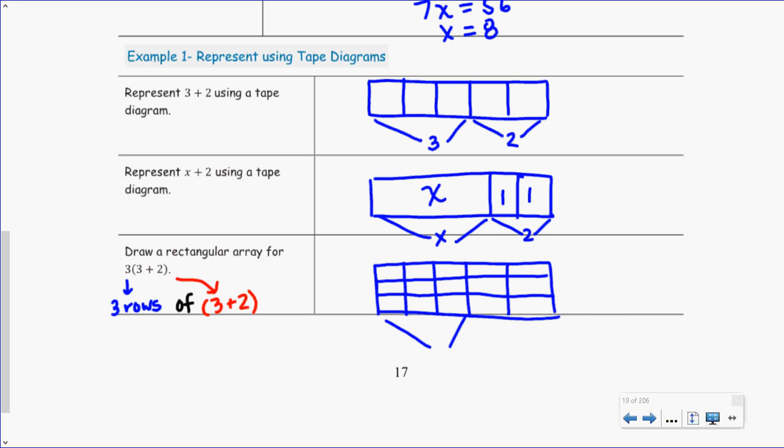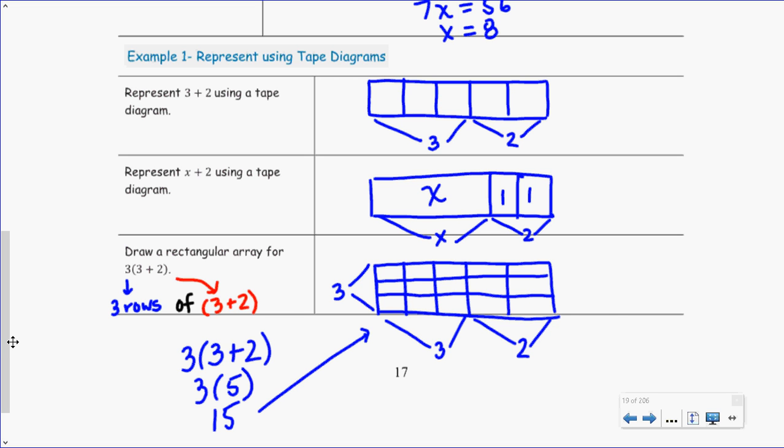So this would be 3 on the bottom. This would be 2 across the bottom. And then here, this is 3 rows. So I have 3 rows of 3 plus 2. Now, if I simplify 3 times (3 plus 2) in parentheses, that's 3 times 5. And that's exactly what we made over here. That's 3 times 5, which is 15. So you notice that there's 15 boxes represented.